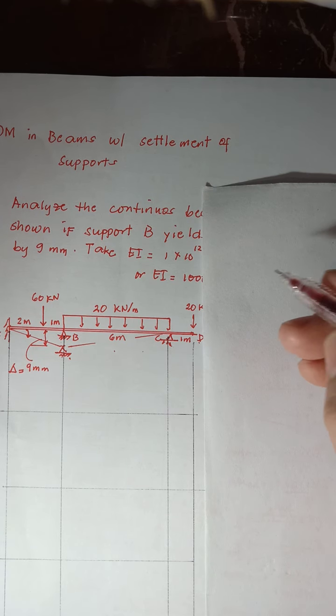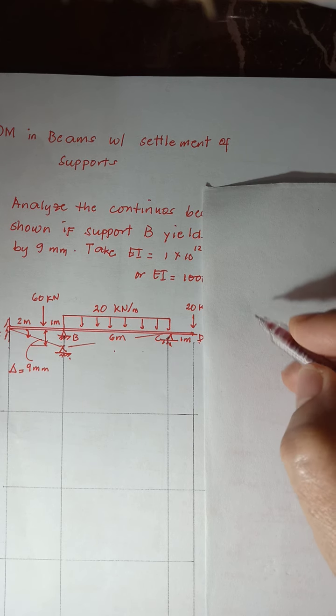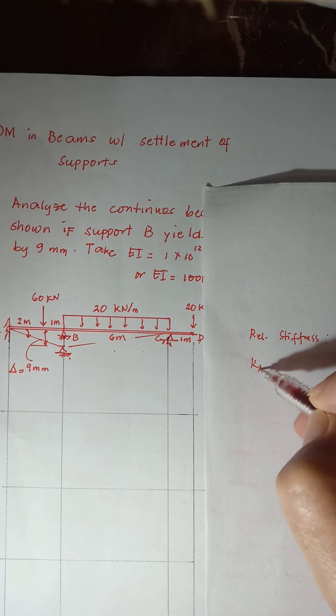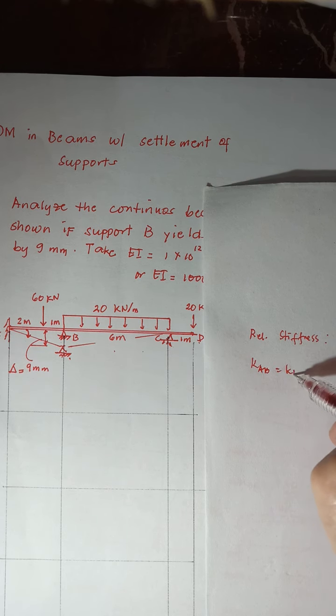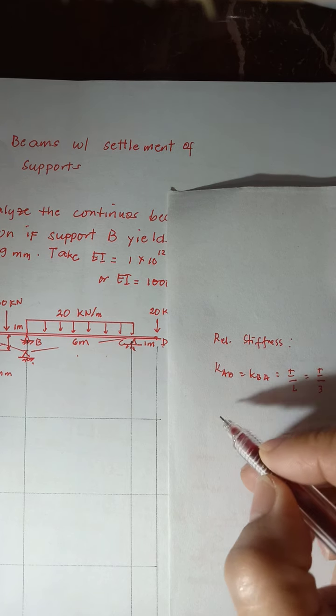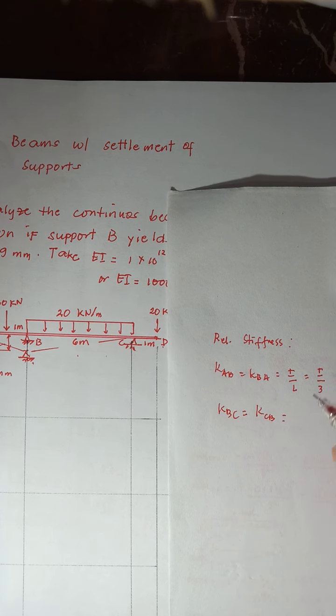Okay, so after solving for the fixed end moments, we solve for the stiffness factor. So we can solve for the relative stiffness. Since EI is constant, for KAB equal to KBA, it is I over L. So I over L is 3 meters. And for KBC equal to KCB, that is I over the length, which is 6.